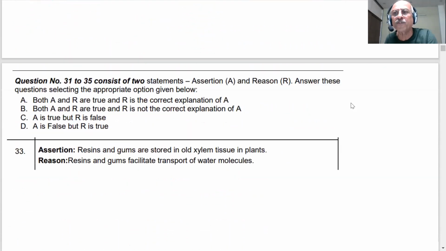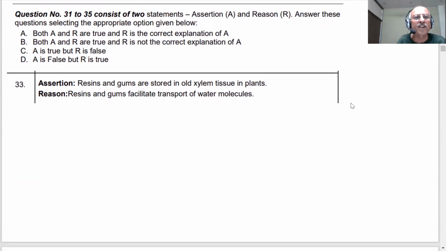Let us go to the next question, students. Question number 33. Resins and gums are stored in old xylem tissue in plants, student. Now you already know, student, the assertion here. Is the assertion true or false? What do you say? You already know what happens in plants, student. Resins and gums, excretion. You are aware of the excretion in plants.